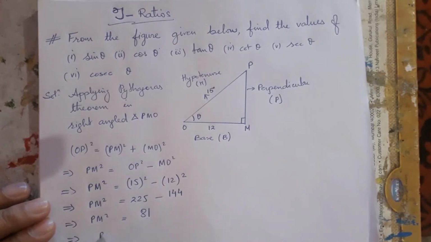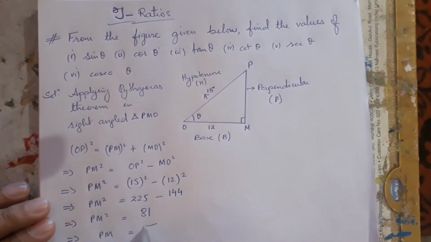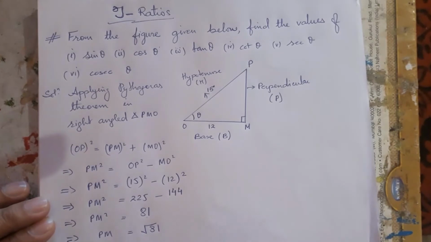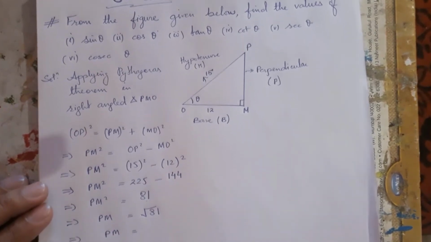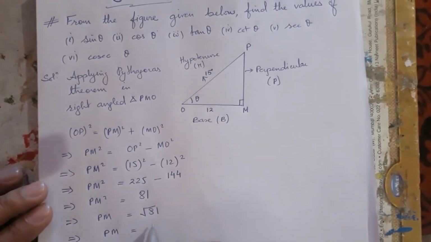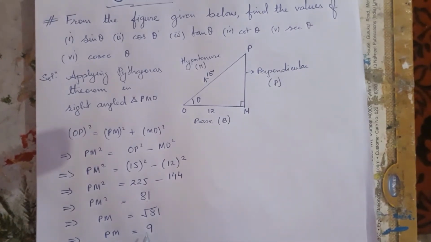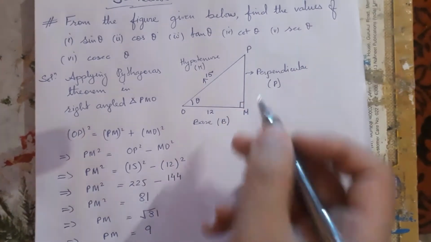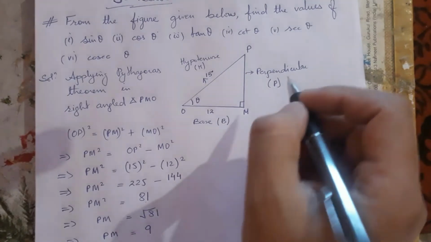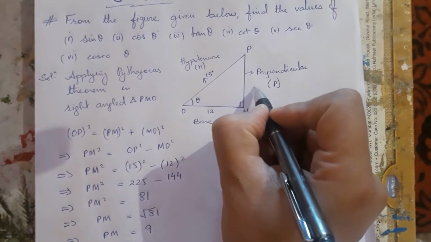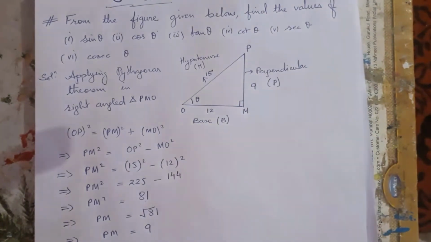Therefore, PM will be square root of 81, implies PM is equal to, what is the square root of 81? The square root of 81 is plus minus 9, but we take only the positive sign because the side cannot be negative. So here we got this perpendicular now as 9. Now we need to find the trigonometrical ratios.